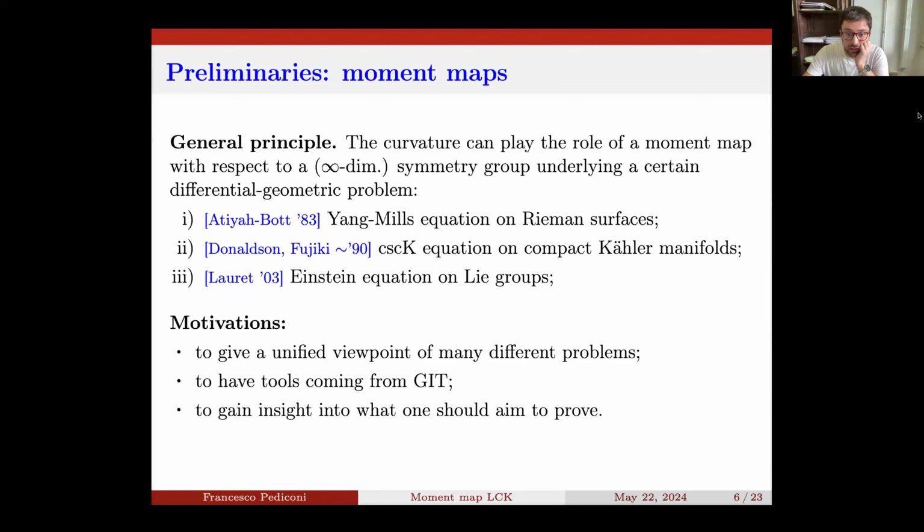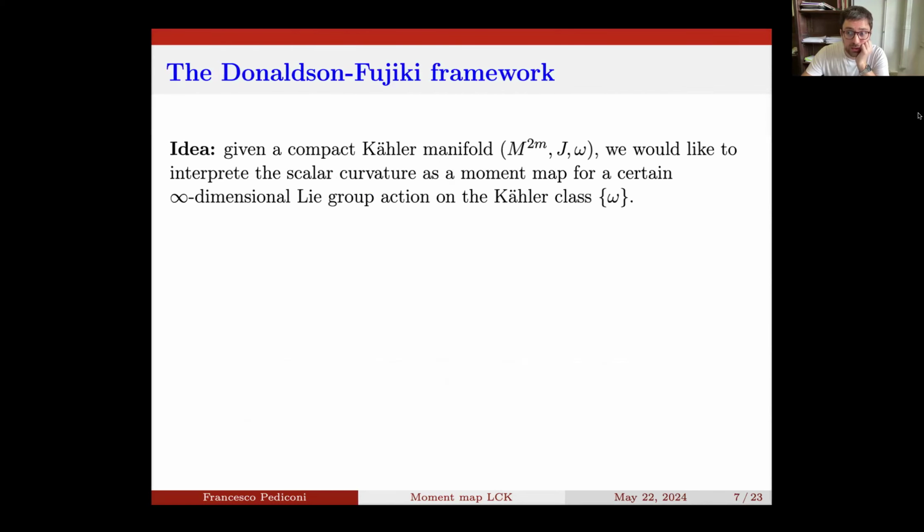Okay, let me start by recalling some topics about the Donaldson-Fujiki framework. So here, the setting is the following. Fix your favorite compact Kähler manifold, so a triple (M, J, ω), where (M, J) is a complex manifold and ω is a Kähler form on this complex manifold, okay?